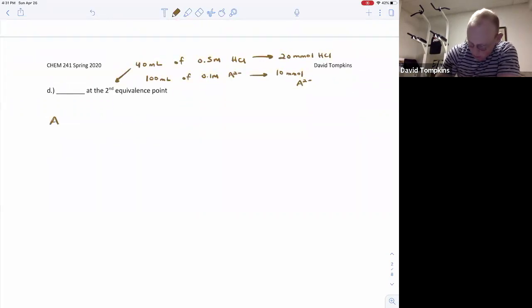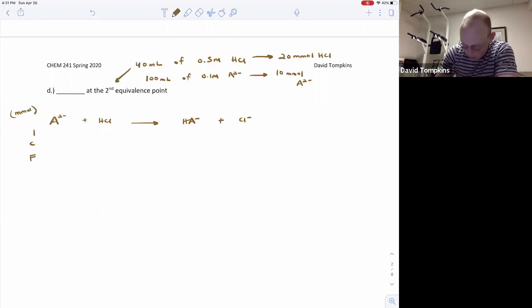So now, writing the same reaction is going to give an irreversible, because strong acid, formation of HA minus. And we still have an ICF table with millimoles. But now the initial amounts have changed. We have 10 millimoles of A2 minus and 20 millimoles of HCl. And we're thinking back from 0 again, where we lose, for the first time, the weak base as a limiting reagent.